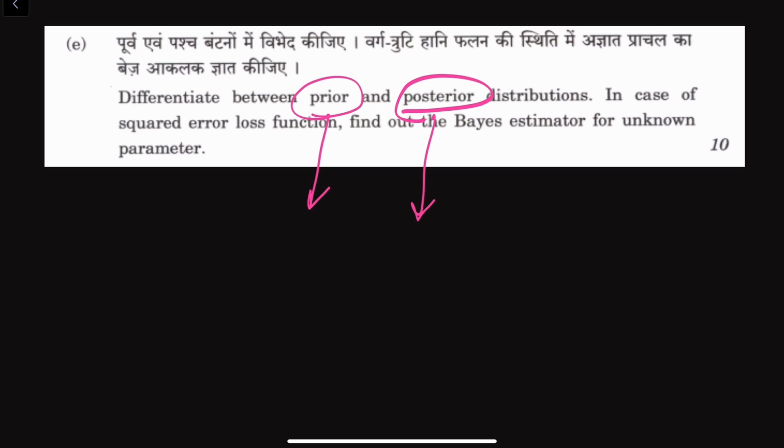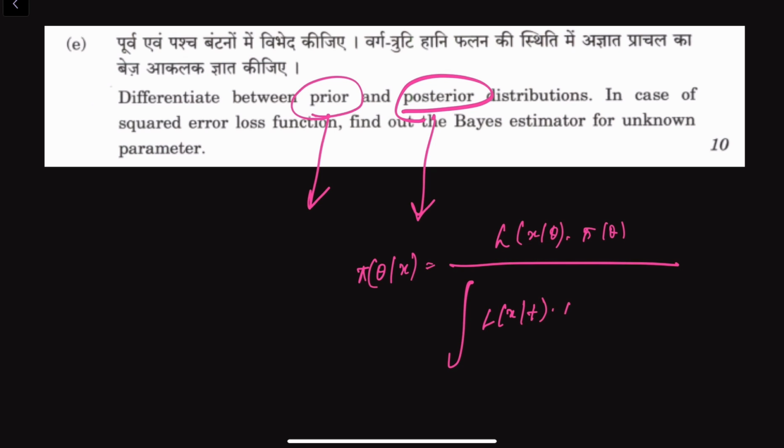So generally posterior distributions are obtained by using the Bayes rule. Pi of theta given x is nothing but L of x given theta times pi of theta, divided by the integral of L of x given t times pi of t dt, where L is our likelihood. All Bayesian inference, like point estimates, intervals, predictions, is based on this posterior distribution.